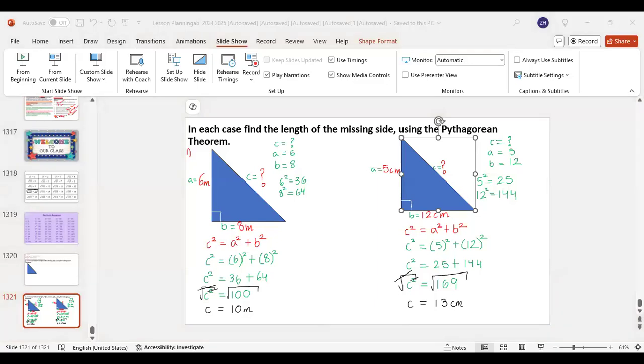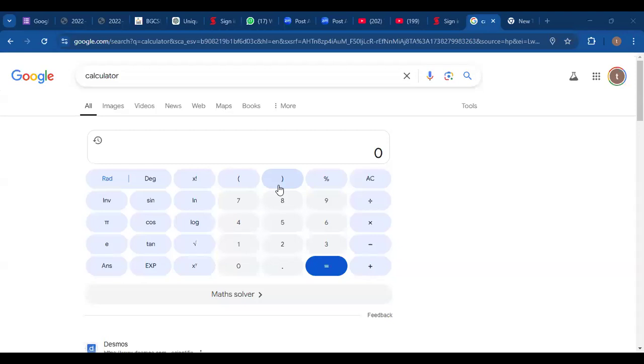They allow us to use a calculator in the math exam. There's a button for square root. Okay, so let me show you. I don't know why, yesterday I couldn't find it, and for some reason I just found it today. Yeah, this is the square root symbol.